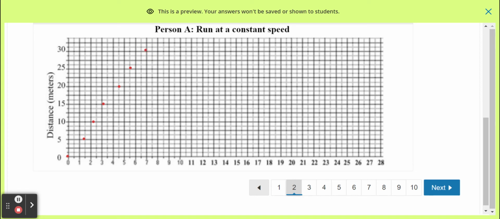So there's my dot. And then I know this is going to be difficult for me to do on a trackpad, but I'm going to try and connect these best I can into a line. And there is my graph for Mr. Jones running at a constant speed.